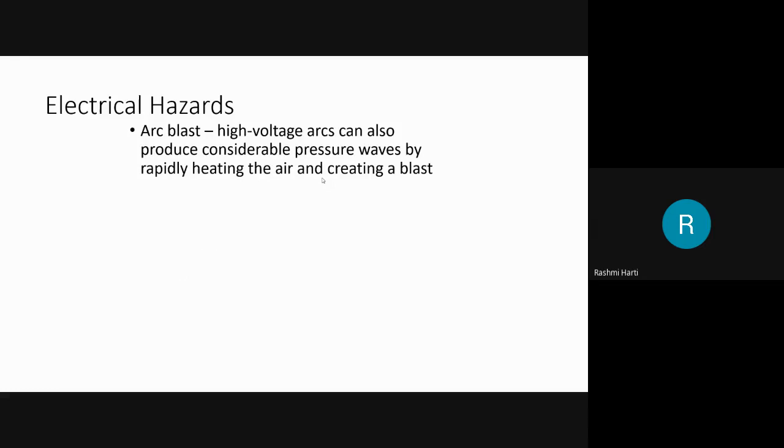Then you have the arc blast. A high voltage arc can also produce considerable pressure waves by rapidly heating the air and creating a big blast. Arc flash can be spontaneous or result from inadvertently making electrical contact with a conducting object. Other causes may include dropped tools, the buildup of conductive dust, or corrosion. So that's what we say about arc blast.